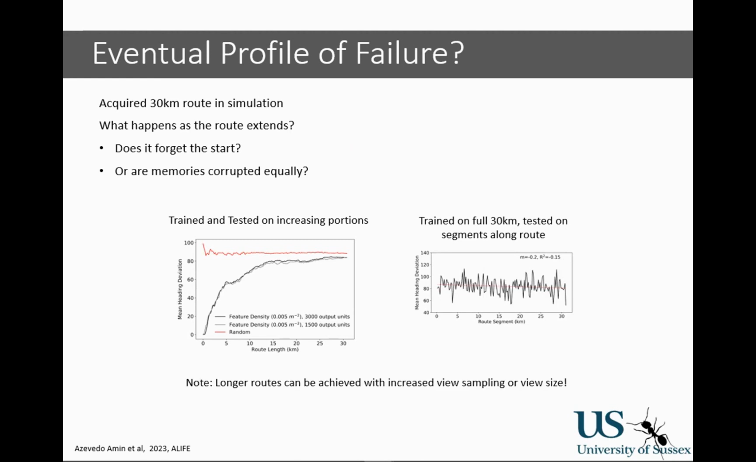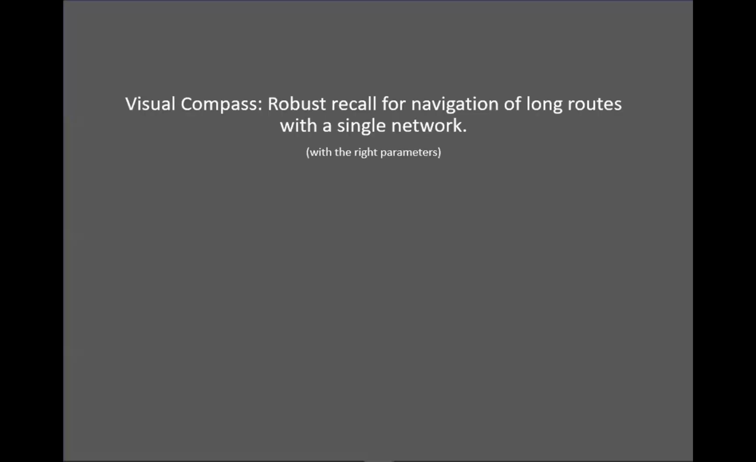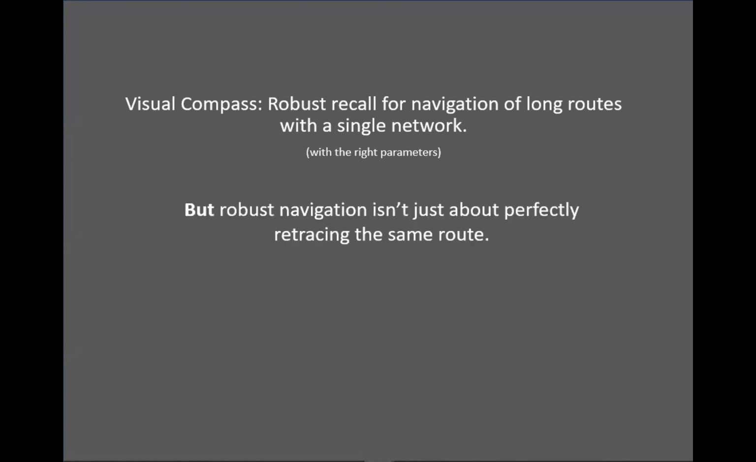And longer routes can be achieved. It's just that I wanted to see this profile failure, so I made sure that the parameters were suboptimal. So we can see that the visual compass is quite robust for recalling the navigation of long routes in a single network if you pick the right parameters and you standardize as required.